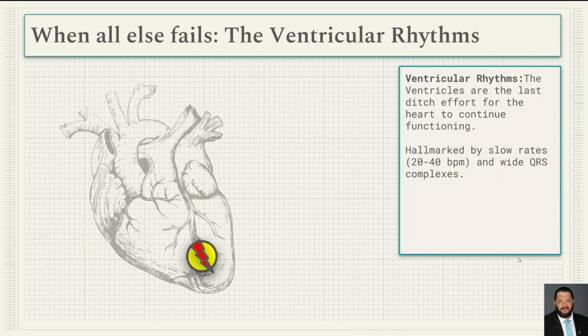When the junction begins to fail, we move to the area of last resort, and this is the ventricles. We see significant changes in the ECG tracing when we begin to look at ventricular rhythms. These are hallmarked by slow rates. Remember that our intrinsic firing rate is 20 to 40 beats per minute, and wide QRS complexes. These are going to be QRS complexes that have a width greater than 0.12 seconds.